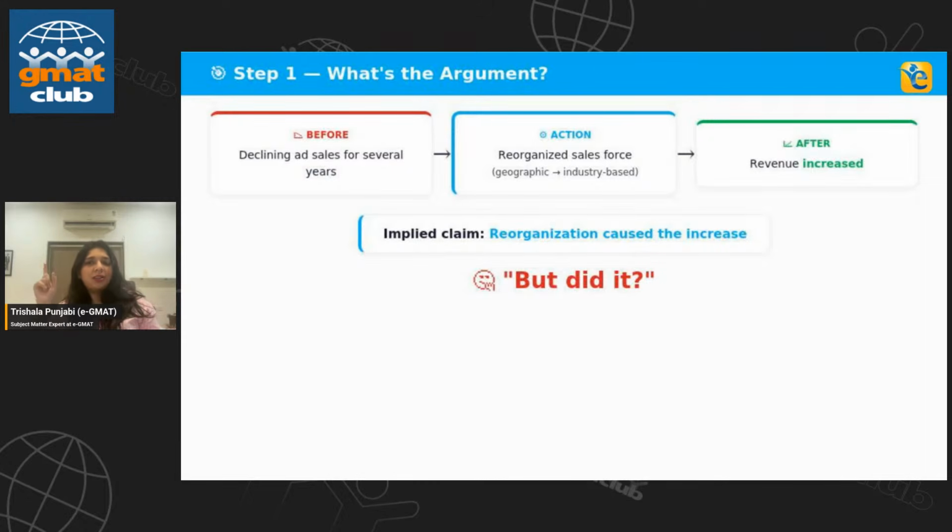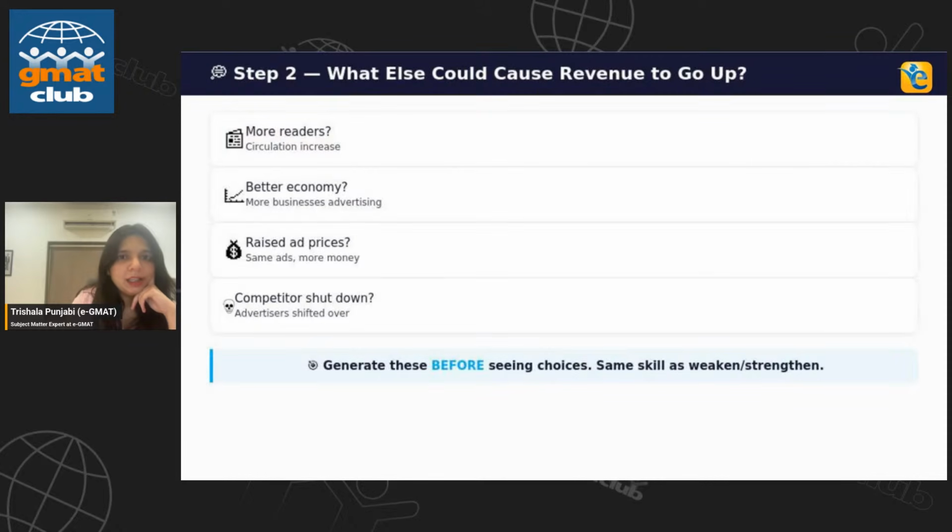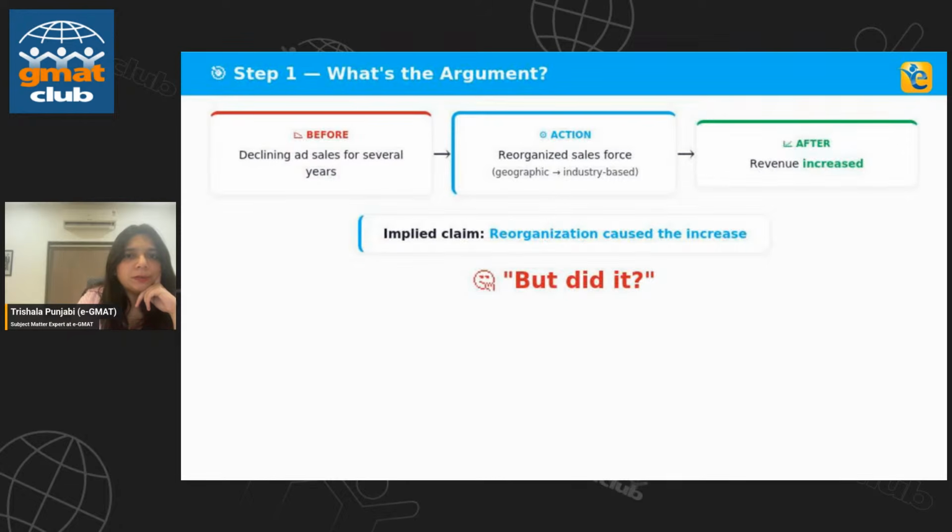and so because of that, there was some cause and effect relationship. What is the question that you need to ask yourself? Possibly, did something else cause the increase? Was the action, what we did, responsible for the increase, or something else? We got one D also, right? So, if you look at step two, think about it. What else could cause the revenue to go up? Other than the reorganized sales force, what are the other things that could potentially cause the revenue to increase?